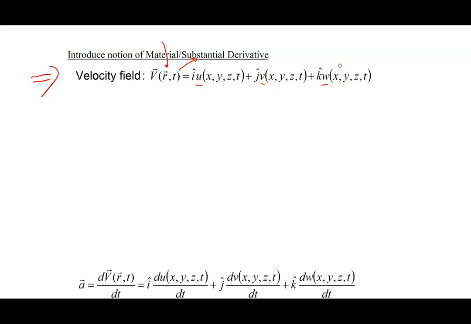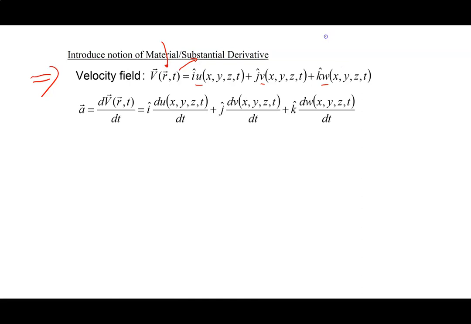So if I have a general velocity field v, which is a function of position r, which is a vector, and time t, then the components of v can be written in terms of u, v, and w, the three velocity components. So u, v, and w are scalar quantities in this expression. That's the most general form of the velocity field, if you will.